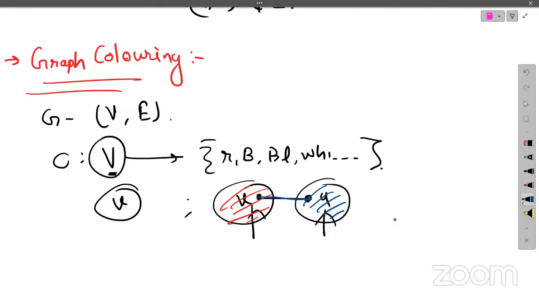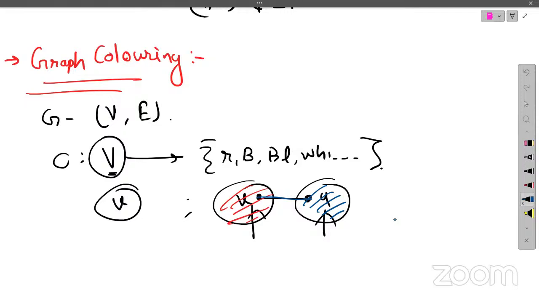So see here, we have an edge from V to U. If we assign red color to V, we cannot assign red to U. We have to take some other color. Let's take it to be blue. So we can assign the color blue to vertex U. In such a way, we have to assign a color to every vertex of a graph. This is known as graph coloring.